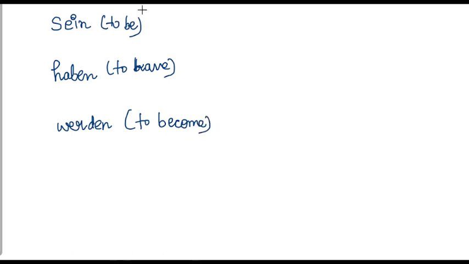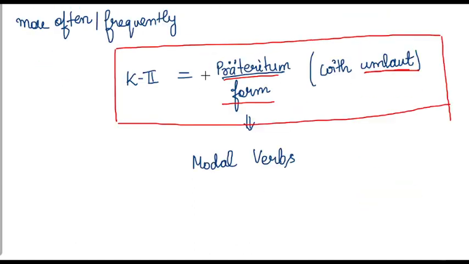Now let us see their respective preteritum forms. What is the preteritum form of sein? War, obviously, we have studied this. Haben is hatte, and next we have werden, which is wurde. There is a slight spelling change, however all these three are going to follow the rule which we have devised in the beginning. What is our rule?